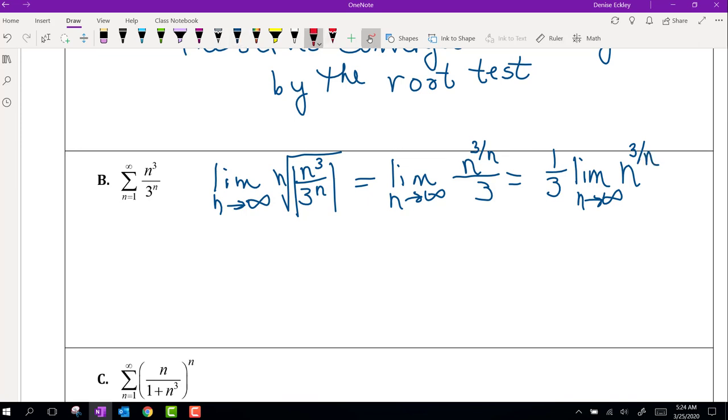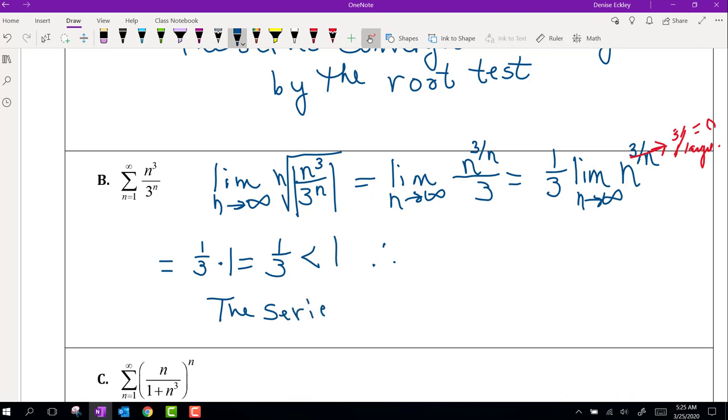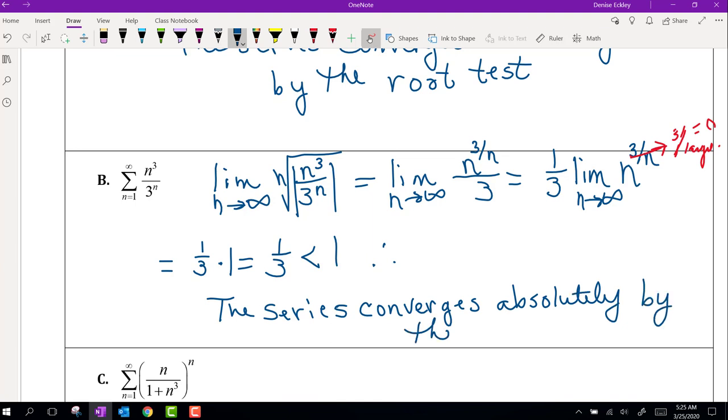As this n gets larger, this whole exponent is going to go to 0 because you're going to have 3 over a super large number. So you're going to have n to the 0. So your limit is 1/3 times 1, which is 1/3. And that, of course, is less than 1. So therefore, the series converges absolutely by the root test.